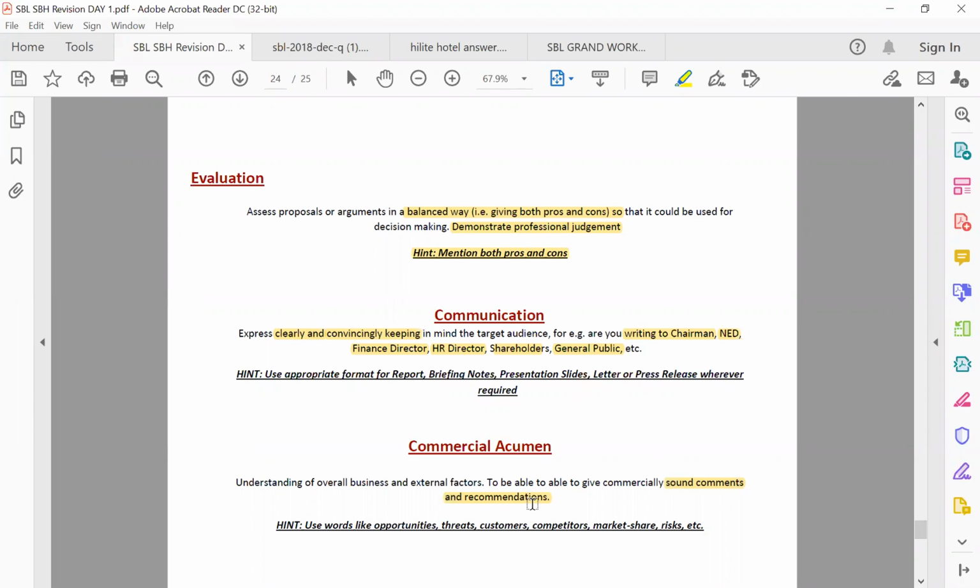Hint: use words like opportunities, threats, customers, competitors, market shares, risk, etc. Do you all get my point, what I'm trying to say? Yes, can someone tell me, please?